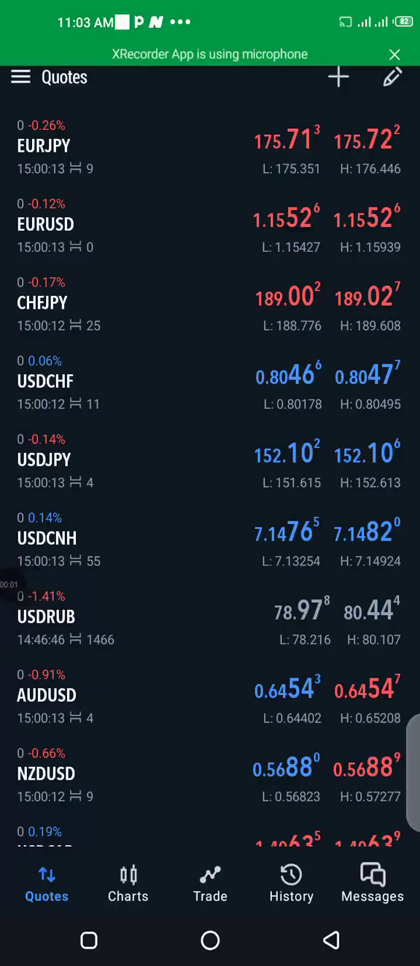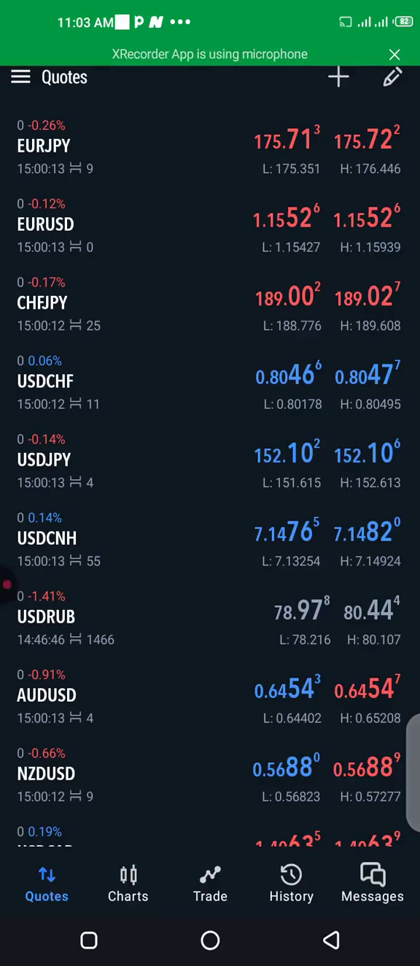Key forex terminologies. Number 1, we have currency pair. In forex market, currency pair are grouped into 3 main types based on their liquidity, trading volume, and the economy which they represent. Now, the first of it, we have the major pair. Second, we have the minor pair. And third, we have the exotic pair.